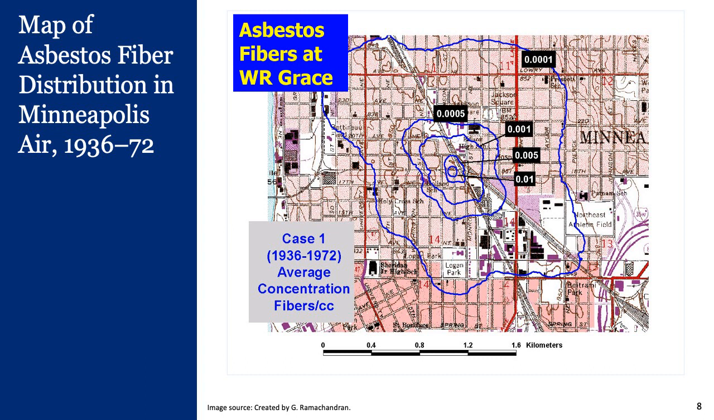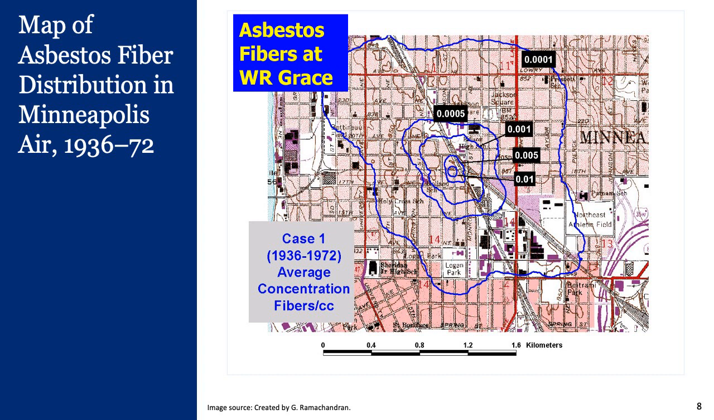So the first slide here shows the dispersion of asbestos fibers as modeled for the time period 1936 to 1972. And you can see these isopleths, which are the circles of constant concentration. So you see a circle right in the middle corresponding to 0.01 fibers per cc. And then we go to 0.005 and 0.001, extending all the way outward into the city.